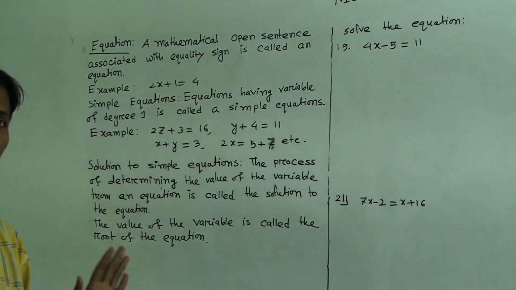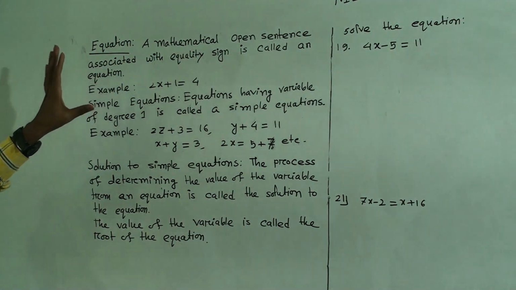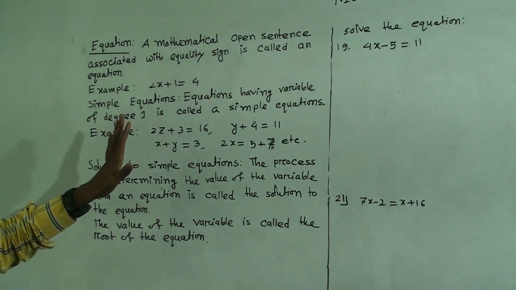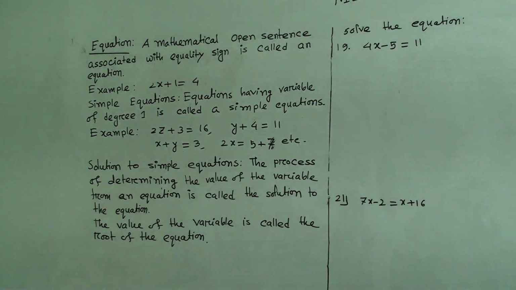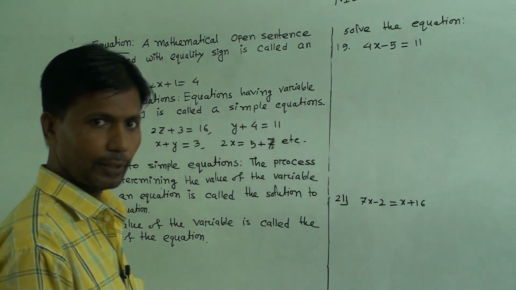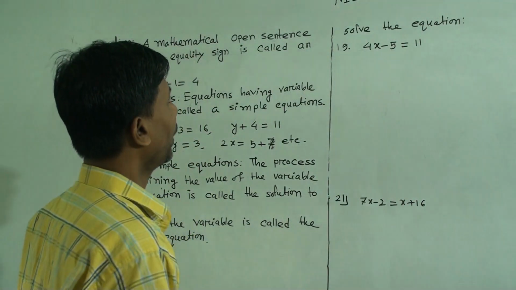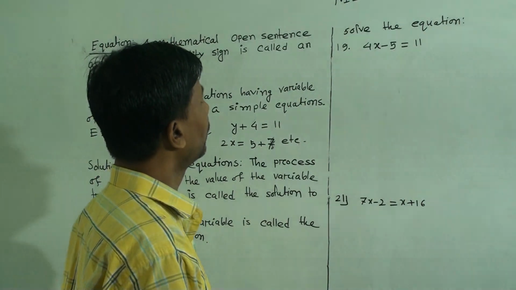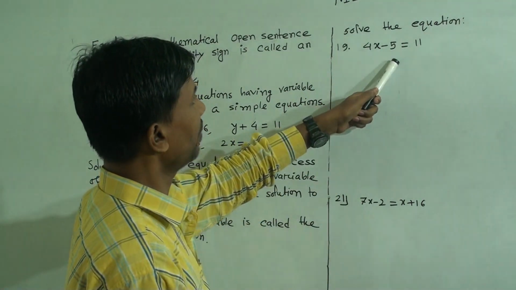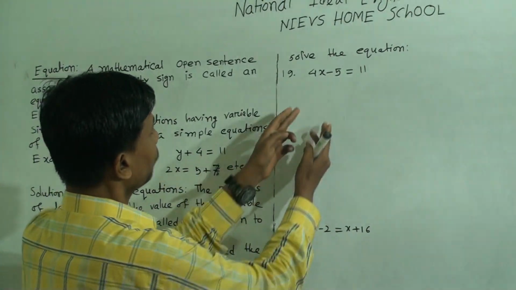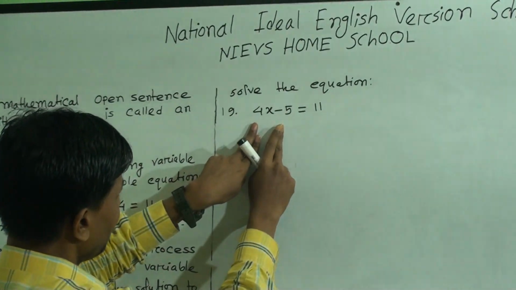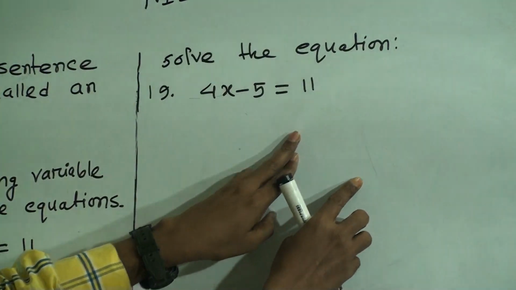Student, I hope you understood the basic concept of equation. Now I will solve some equations. Let's solve question number 19: 4x minus 5 equal to 11. 4x minus 5 is the left hand side, and 11 is the right hand side.